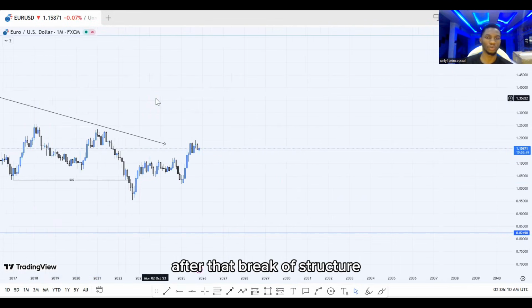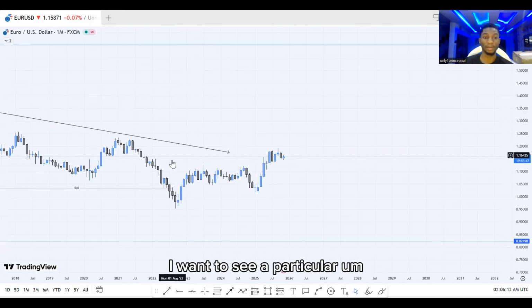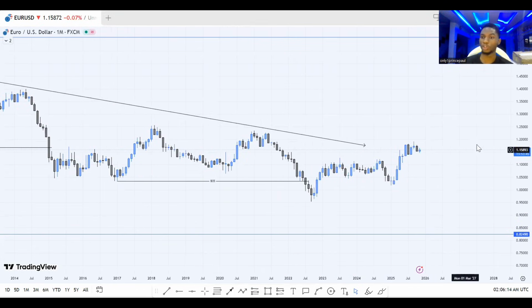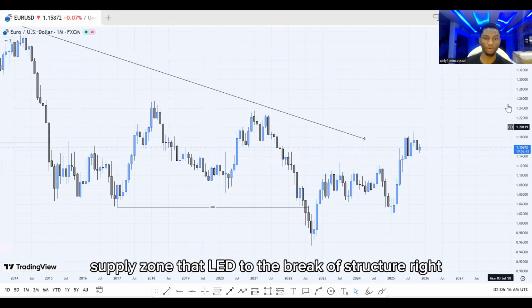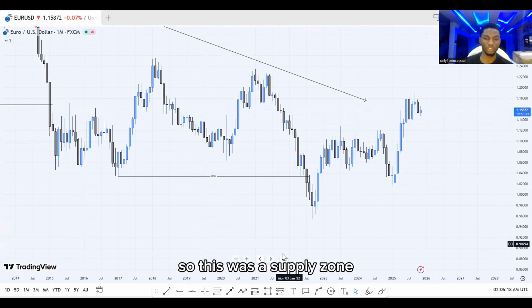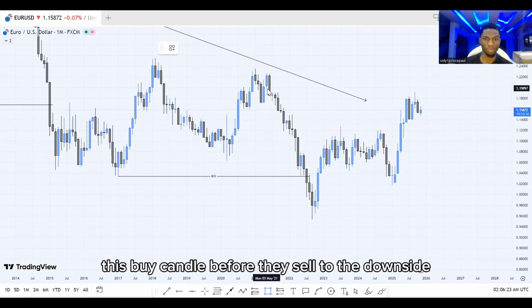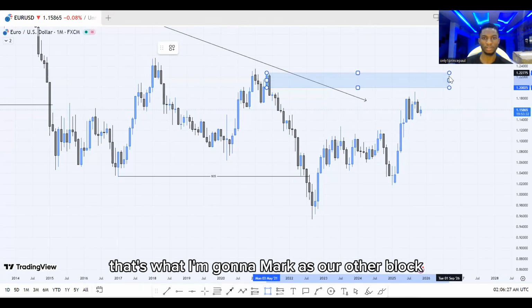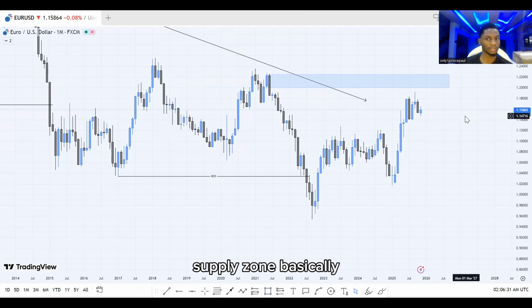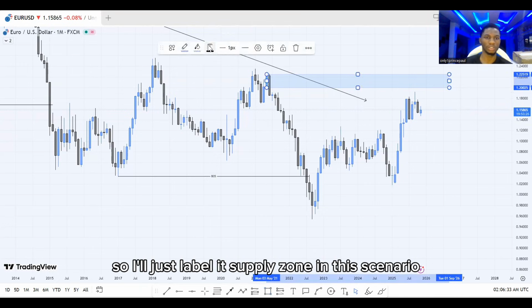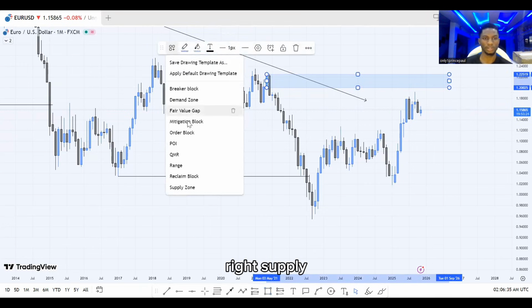After that break of structure, we want to see the particular supply zone that led to the break of structure, right? So this was the supply zone that led to the break of structure. This buy candle before the sell to the downside. That's what we're going to mark as our order block, supply zone, basically. So I'll just label it supply zone in this scenario, right? Supply.